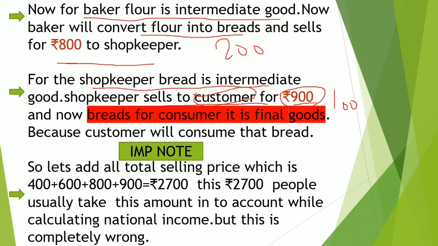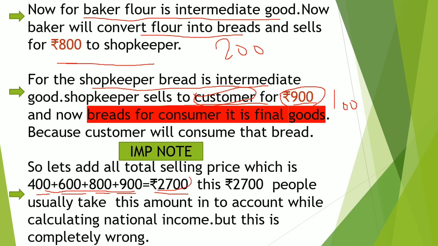So you have to note that if we add all the earnings by the farmer, the flour mill, the baker, and the shopkeeper, the value will come to 2700. See, the farmer earned 400 after selling the wheat to a flour mill, and the flour mill sold that flour to a bakery for 600, and the bakery sold the bread to the shopkeeper for 800, and that 800 rupees bread was sold to a customer for 900.